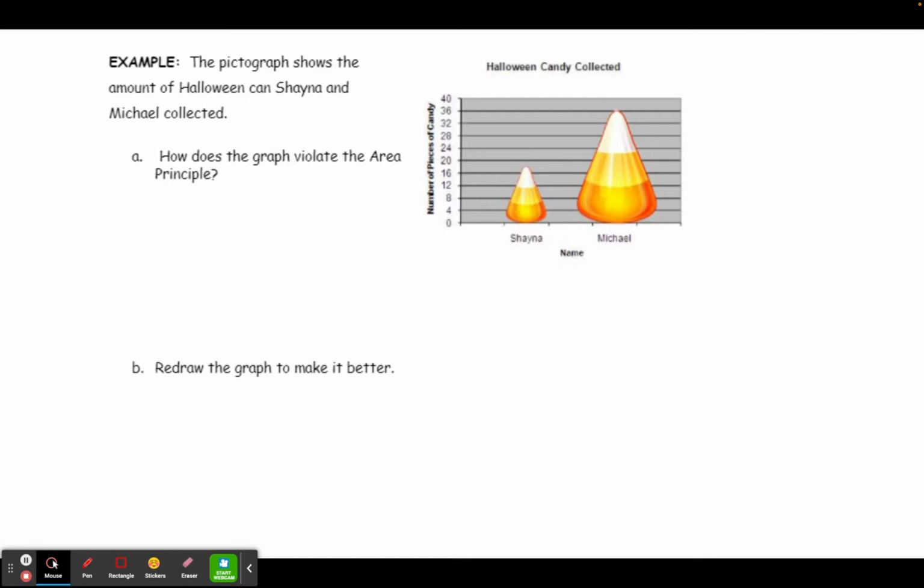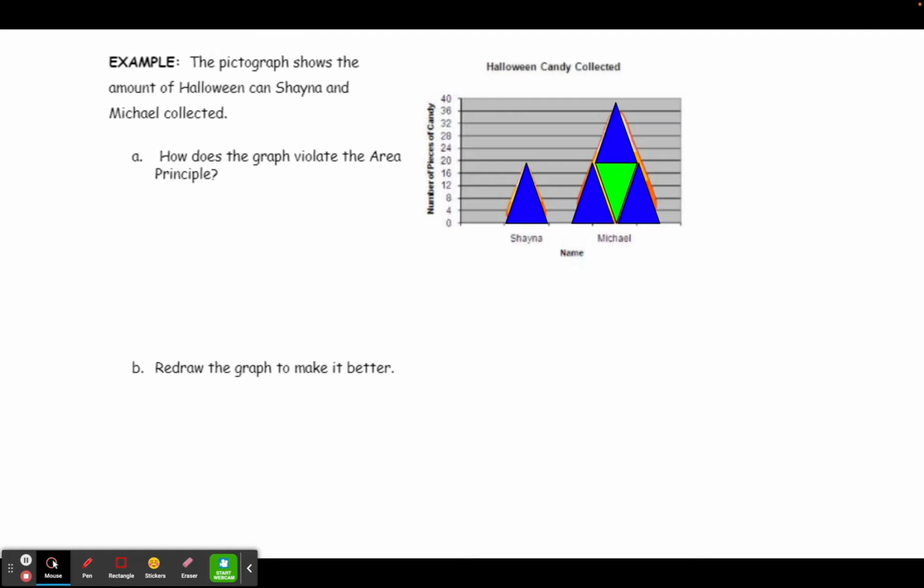In this case, because the graph is about Halloween candy, they're using a picture of candy corn because it kind of fits with the theme of the graph. This is why the area principle is violated in this graph. When you look at it, your eye picks up the area of the graphed region rather than just the height. And so when you look at this, you see this triangular shape, which represents the amount of candy that Shayna collected. But visually, what you see then on the right is that the area represented by Michael's candy corn actually is 4 times as large as the area represented by Shayna's.